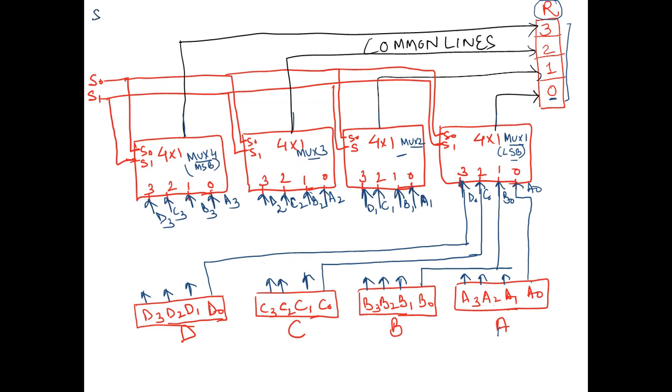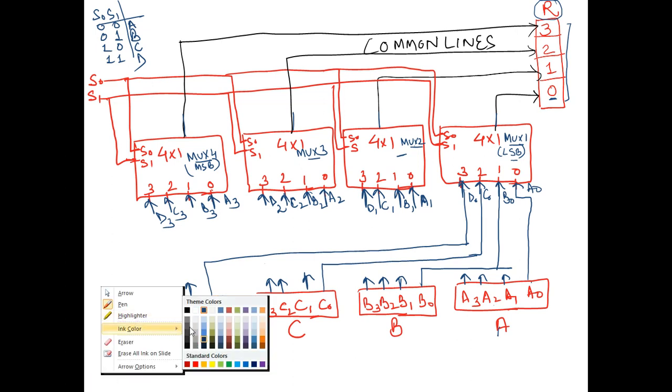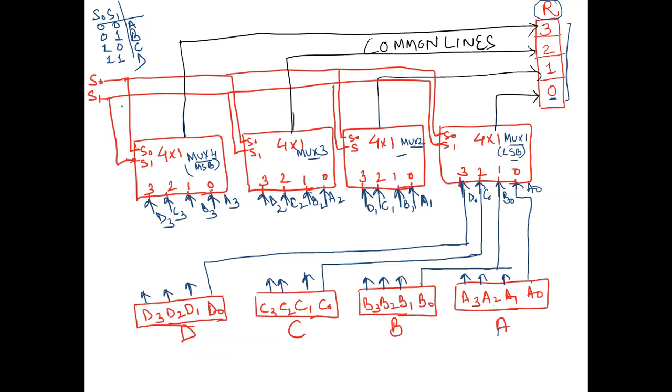So as I discussed with you earlier also, the selection line will be responsible for transferring the data. So let's suppose for this selection line 00, A will be able to proceed with the transfer of the data. Similarly, B, C and D for the other available selection inputs. So how will this data transfer take place? Let's understand that in more detail.